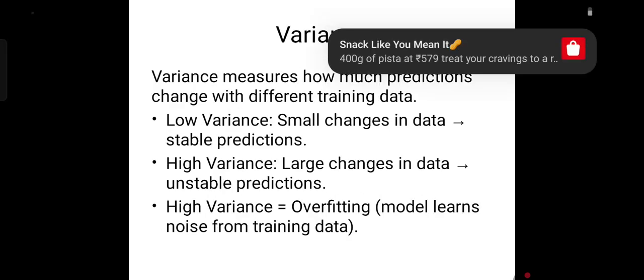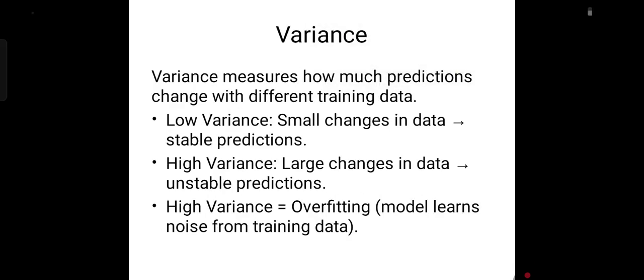Next is variance. Variance tells us how much the model predictions change when the training data changes. A model with low variance gives a stable prediction even if the data set changes slightly. A model with high variance gives a very different prediction for small changes in data. High variance usually means a model is overfitted, so it learned not just the pattern, it also learned the noise.